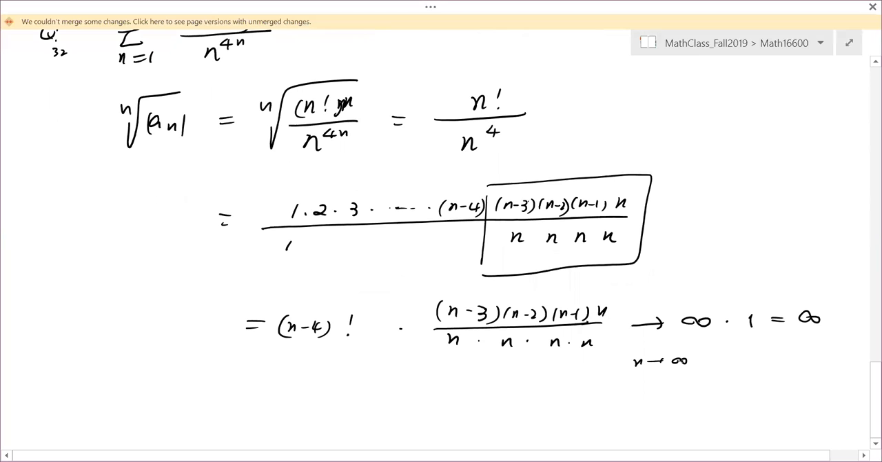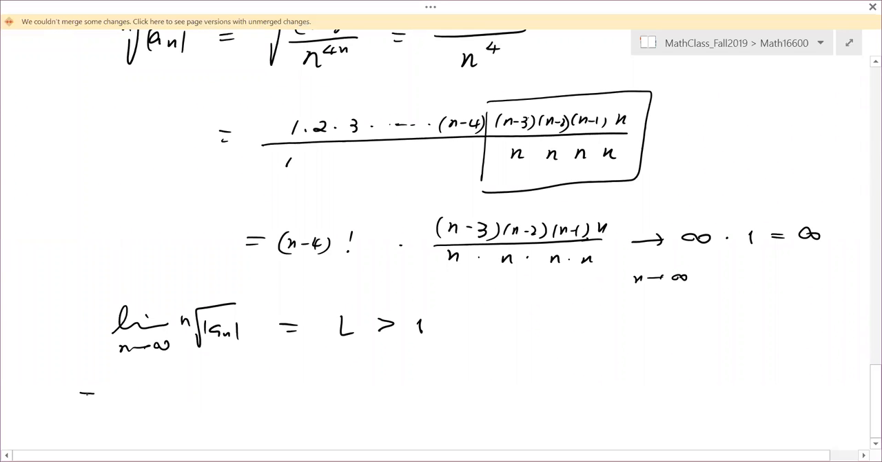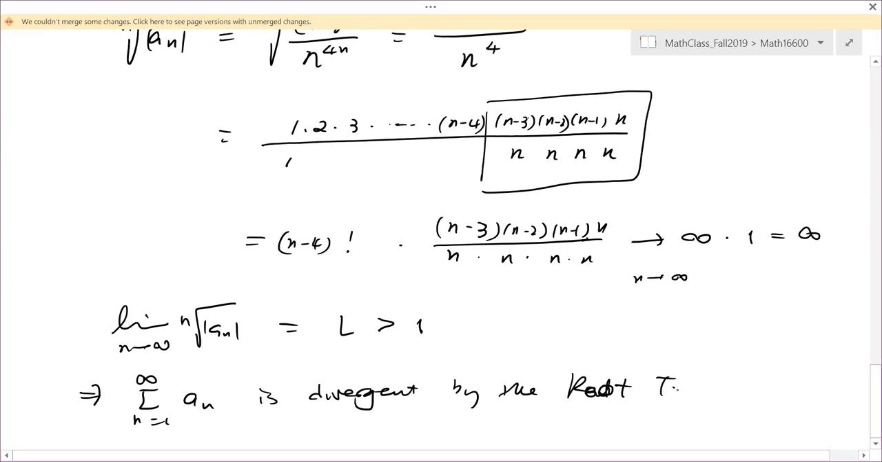So this limit L equals infinity, which is greater than 1. So it implies it's divergent by the ratio test. And for this particular problem, the ratio test does not work.